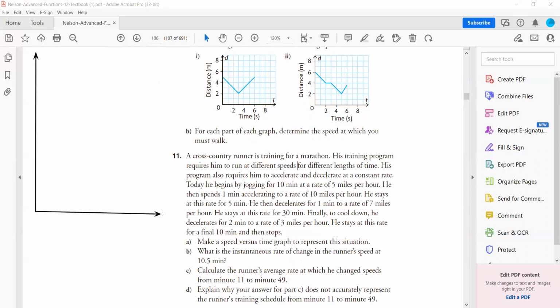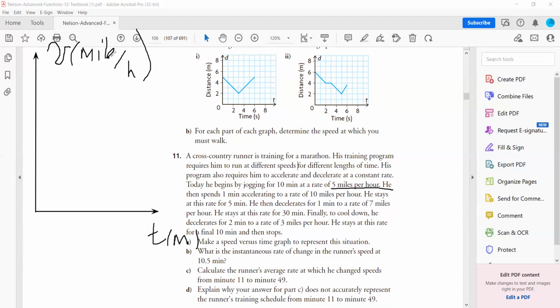So we have a speed versus time graph. Speed is represented as v, velocity, and we can see that it's in miles per hour, and 10 minutes is the time. So time will be in minutes, and velocity in miles per hour. Okay. He then spends 1 minute accelerating to a rate of 10 miles per hour.